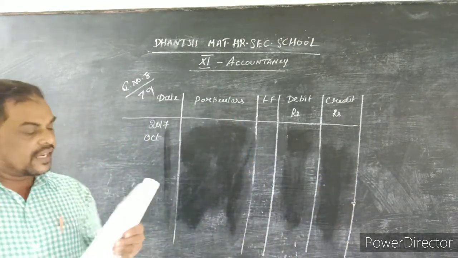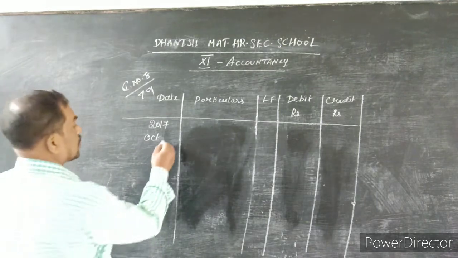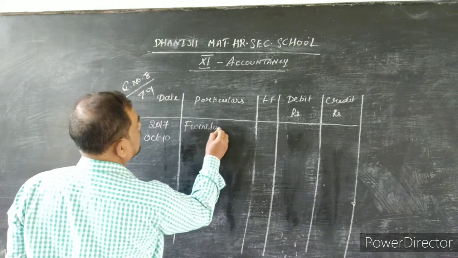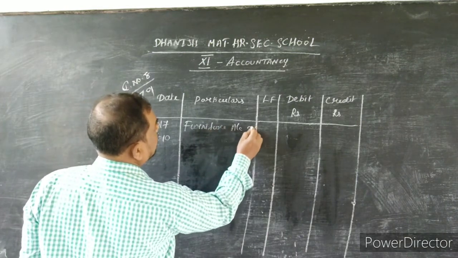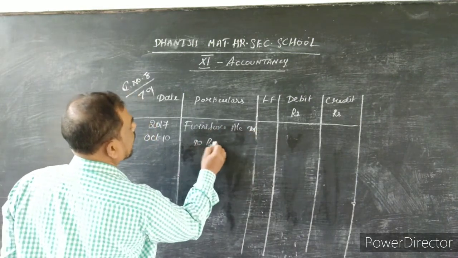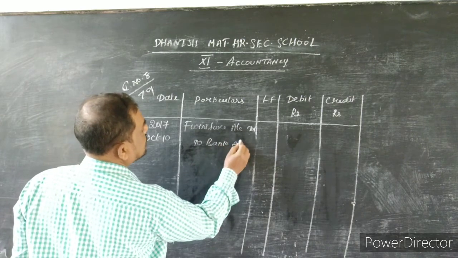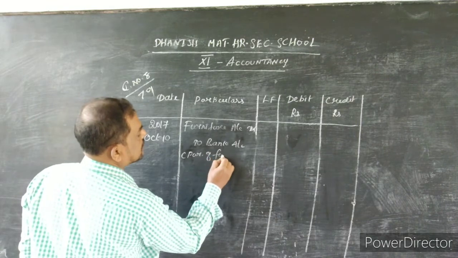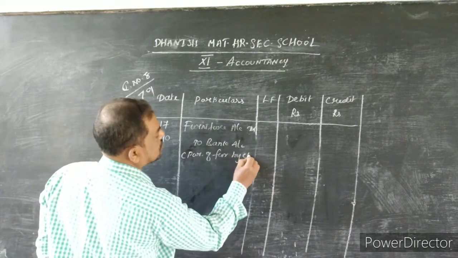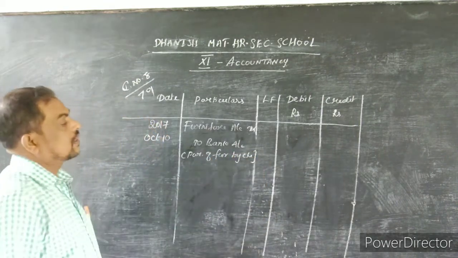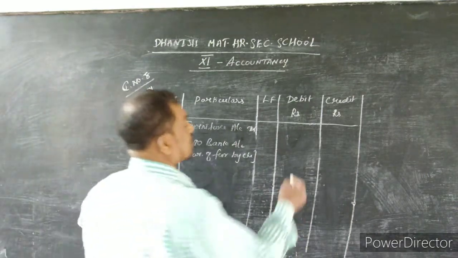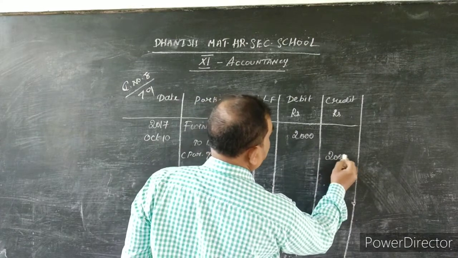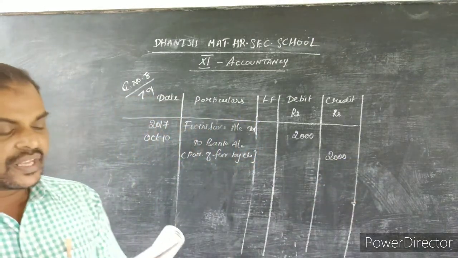So the third journal entry is dated 10. Furniture account debit, to bank account, because we gave the amount by check. So, purchase of furniture by check. The amount is 2,000 rupees. Okay, what is the next?